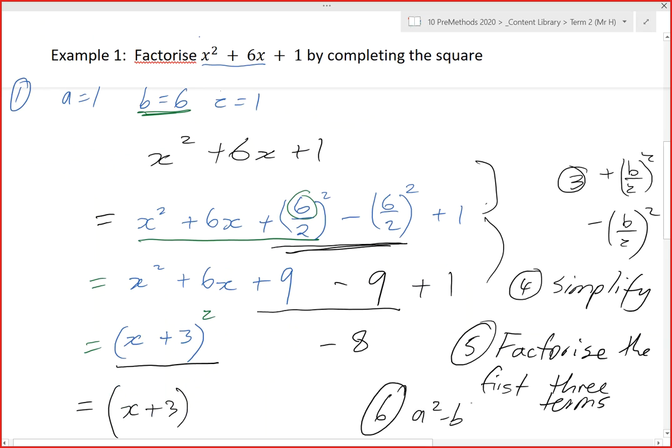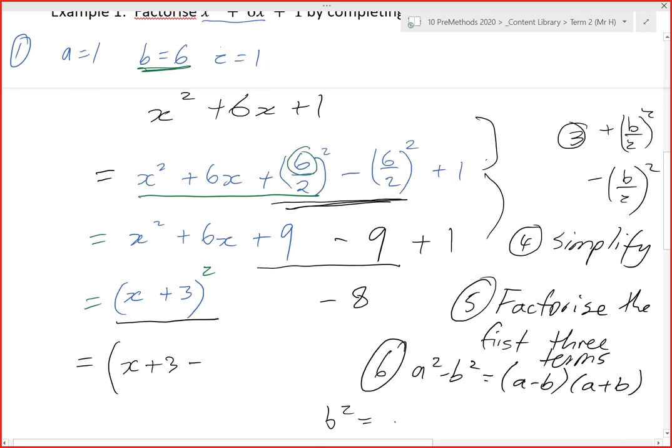A squared minus b squared equals a minus b, a plus b. Okay? So you've got a. What's the b value going to become? Anyone know? It's the square root of 8. Well done if you got that.